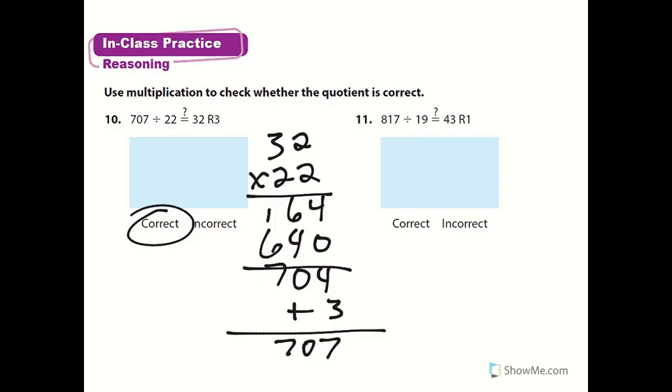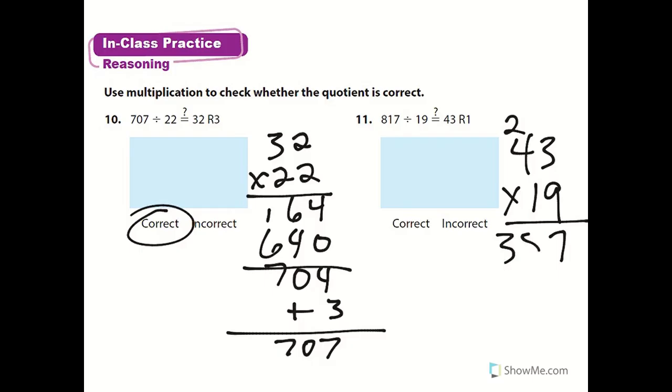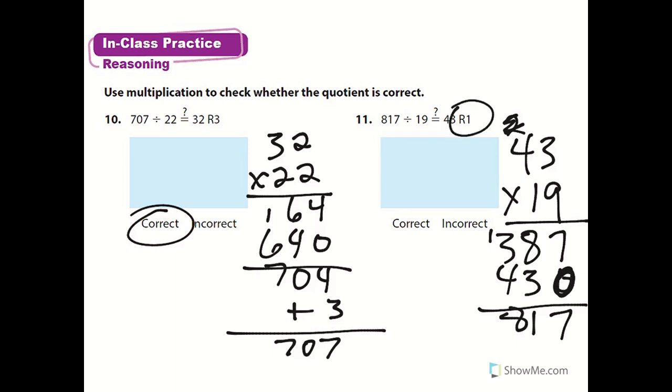Alright, so we need to do 43 times 19. 9 times 3 is 27. Carry that 2. 9 times 4 is 36. 36 plus 2 is 38. Gonna drop my 0 because I'm in that tens place. 1 times 3 is 3. 1 times 4 is 4. So I've got 7, 11, and then 8. And then we've got to add that remainder 1. And it's going to be 818. So that one is going to be incorrect.